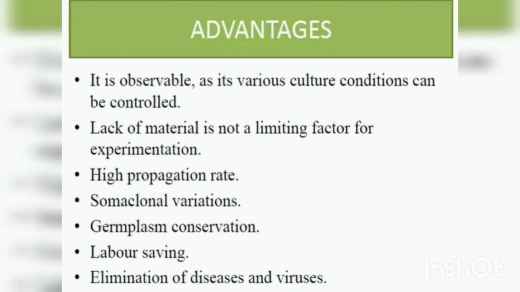Now coming to the advantages of somatic embryogenesis, this method can be used in controlled culture conditions, and a lack of material is not a limiting factor. That is, even with one plant we can develop many embryos. Here a high propagation rate can be seen, and germplasm conservation is possible. Similarly, it is a labor saving process, and as a result we can get disease free and virus free plants.